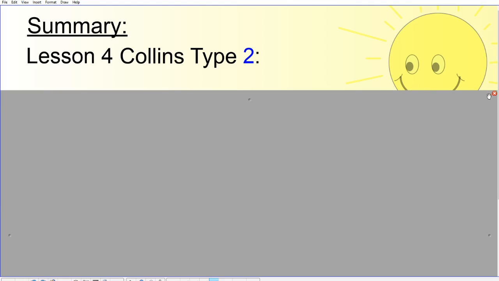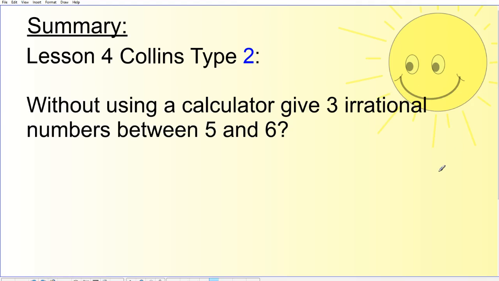Summary says, without using a calculator, give 3 irrational numbers between 5 and 6. So you're going to do that on your own.